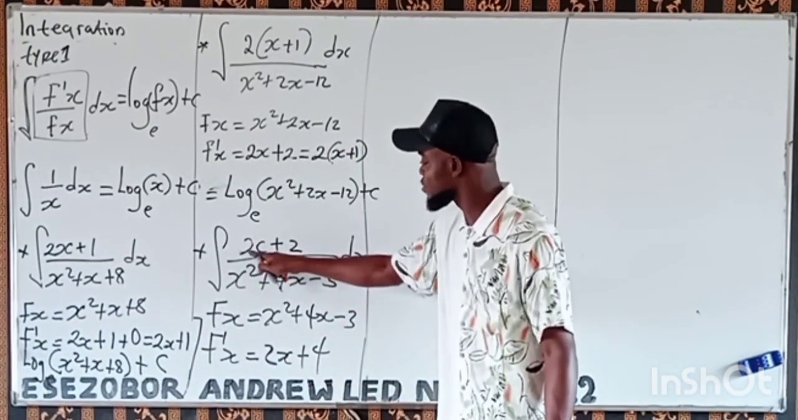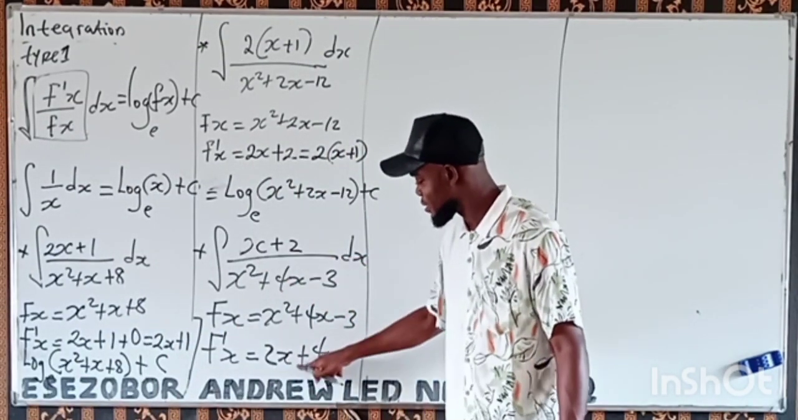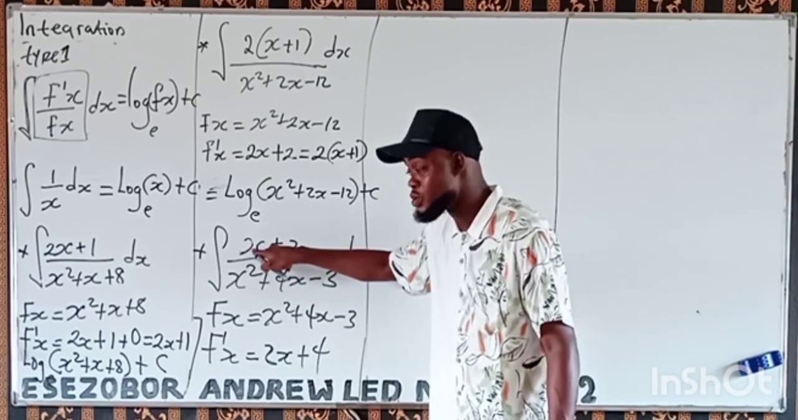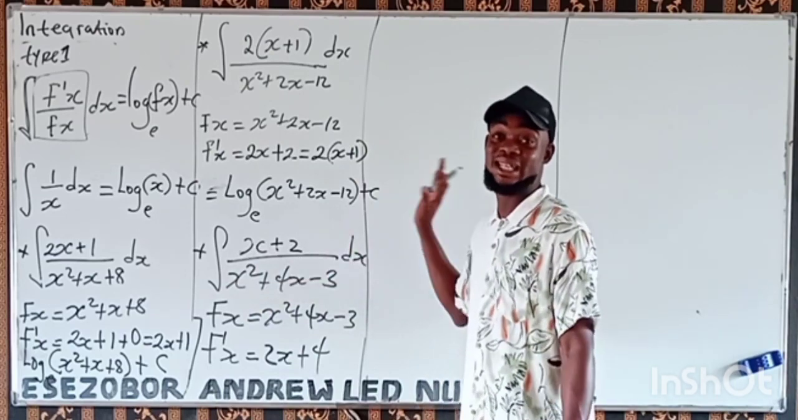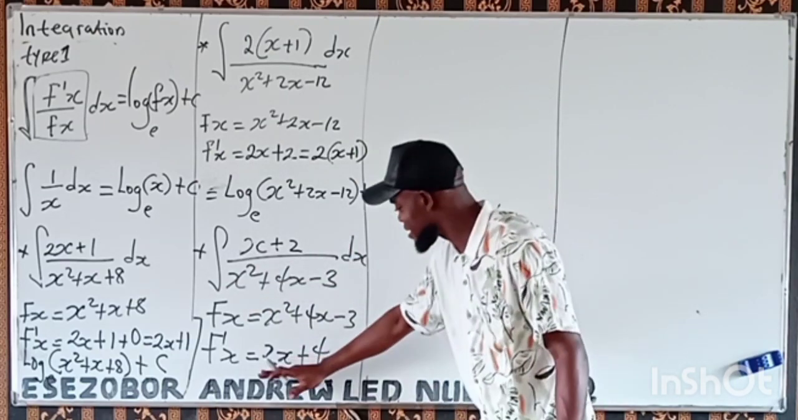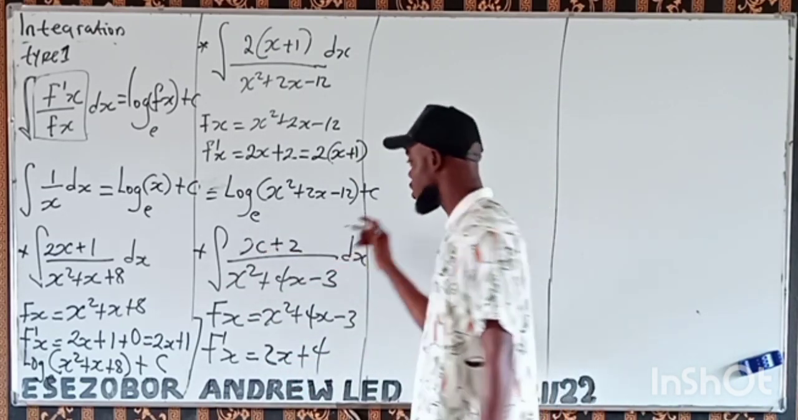Since to get this in this place, I must multiply this one by 2. What you just do is either you write the final answer out and divide the final answer by 2, since this one is higher than this by 2, or you just do it this way.